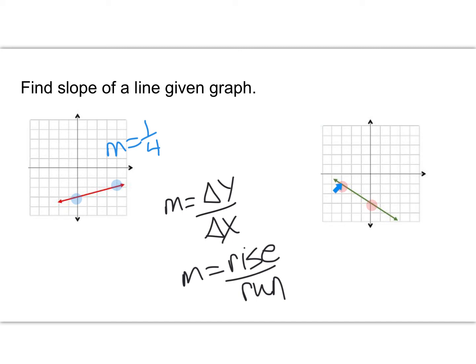Notice to get from here to this point, we'd have to go down 1, 2 units. That's a -2. Then we would have to go over 1, 2, 3 units. So this one actually has a slope of -2 over 3. Again, we go down 2 and over 3 units.